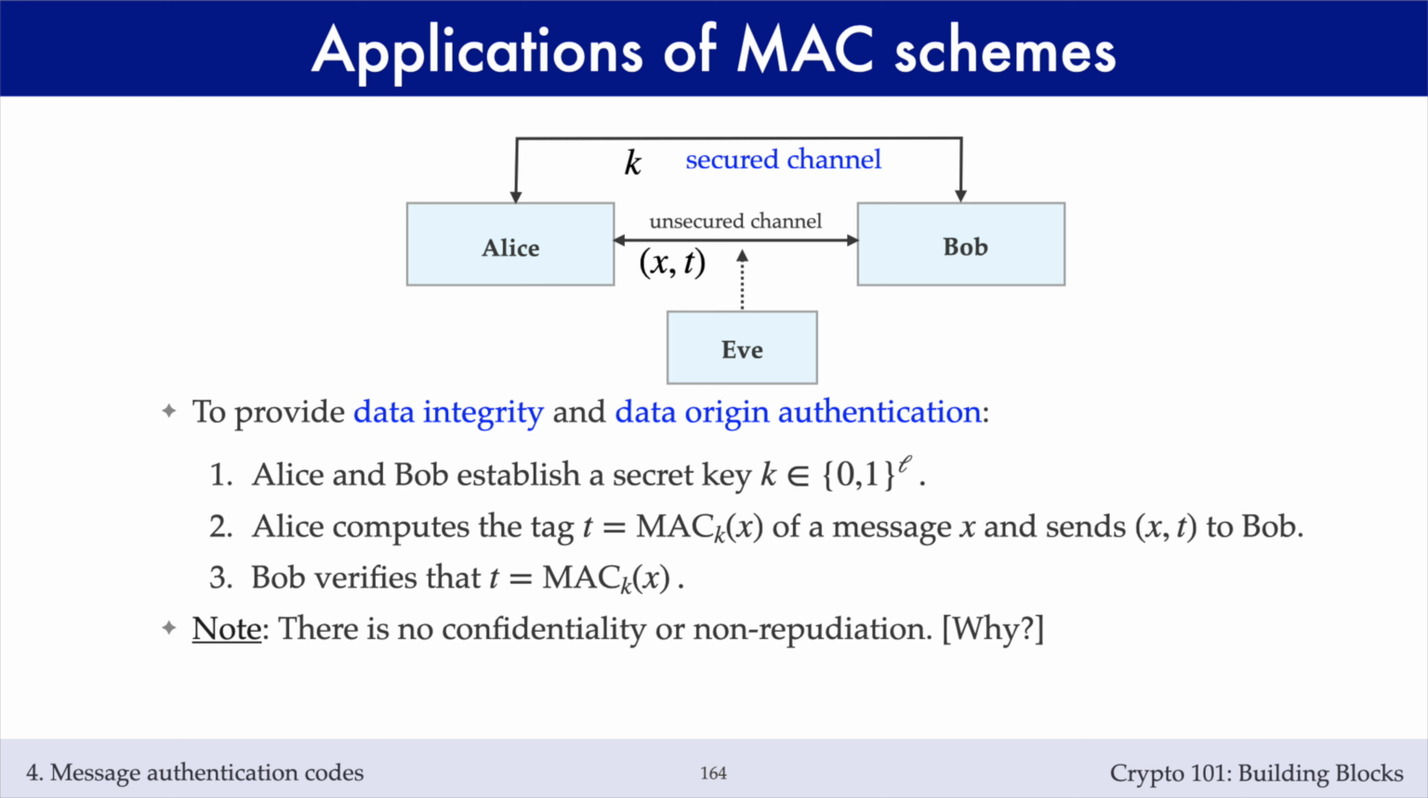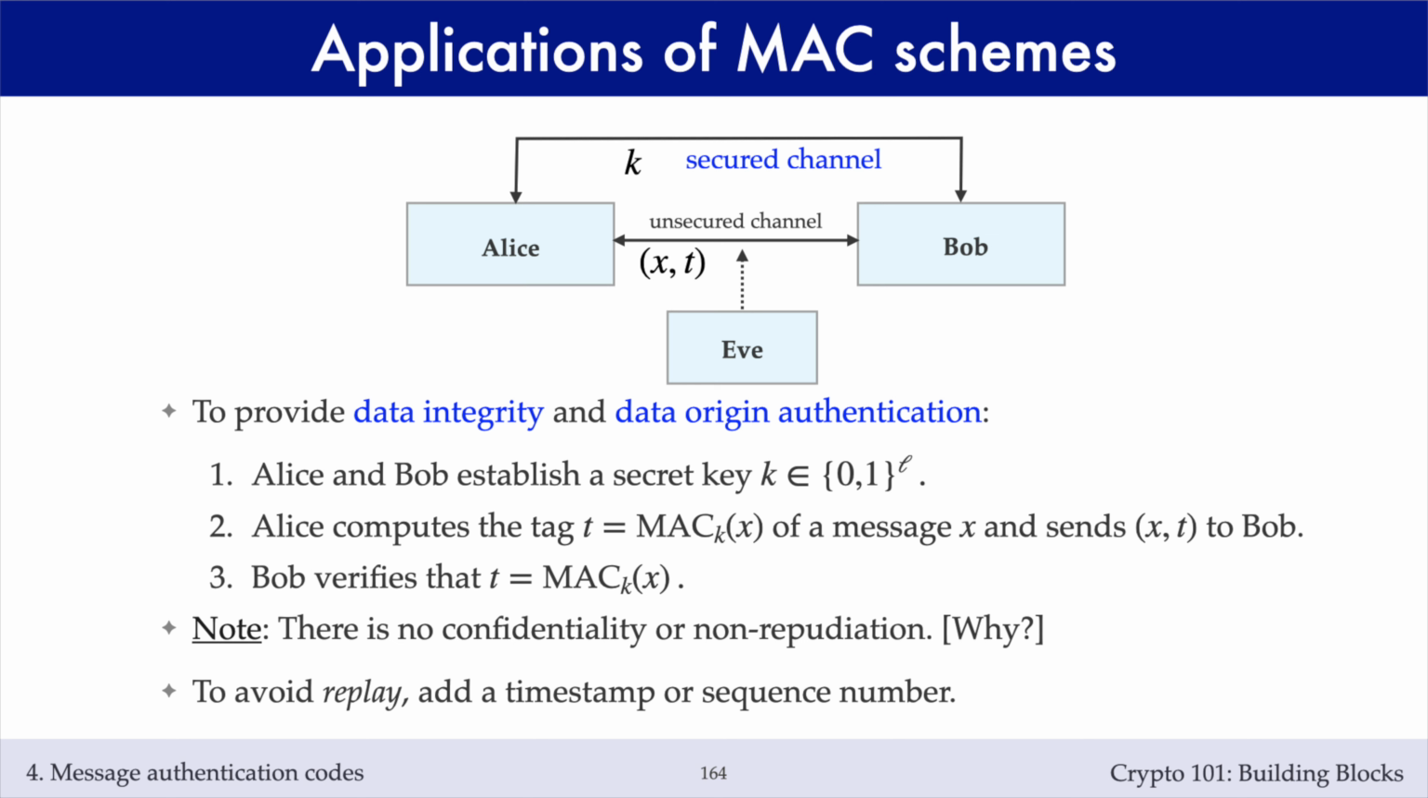Note also that a MAC scheme does not provide non-repudiation. This is because when Bob receives a tagged message from Alice and the tag is valid, then Bob is convinced that the message came from Alice. However, Bob cannot convince a third party that the message came from Alice, because Bob could have generated the message and tag himself. This is the consequence of Alice and Bob sharing the same secret key.